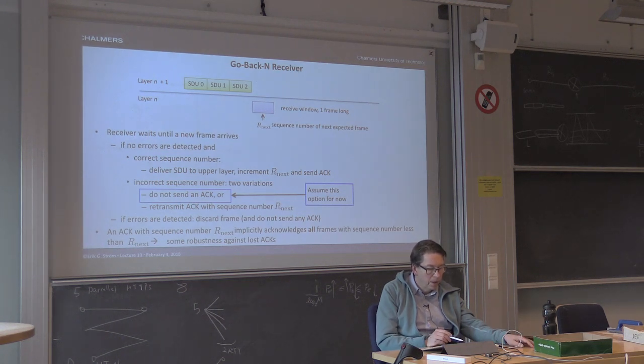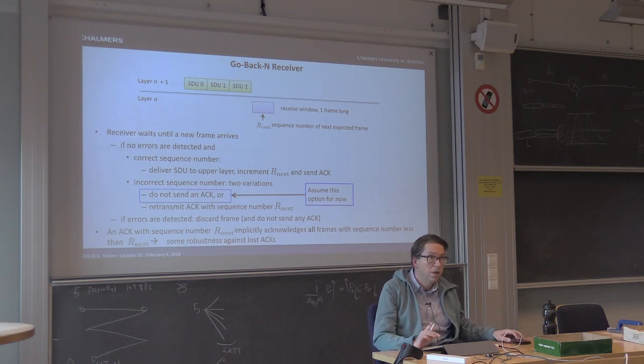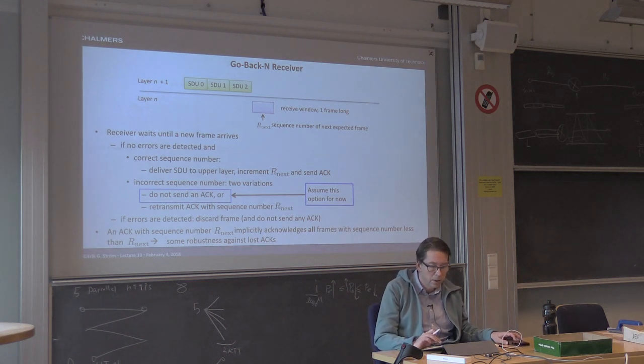Now, one thing that we note here is that when we send an ACK with some sequence number, rNext, it implicitly acknowledges all frames which have sequence numbers less than rNext. This includes some robustness against lost ACKs, and we will see that this is actually useful in a second.